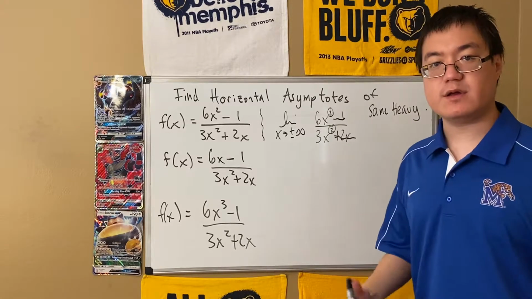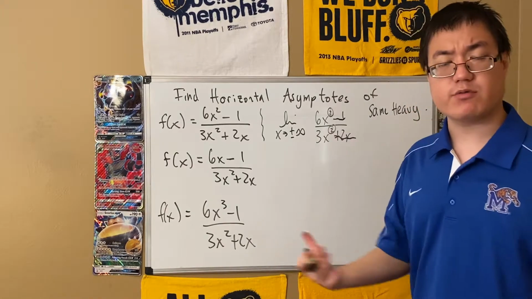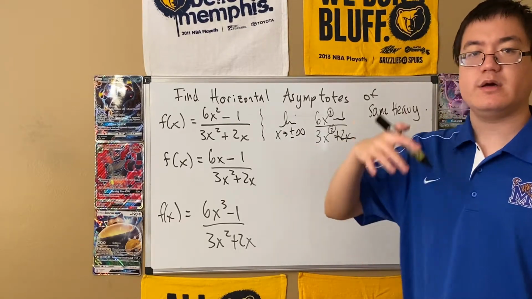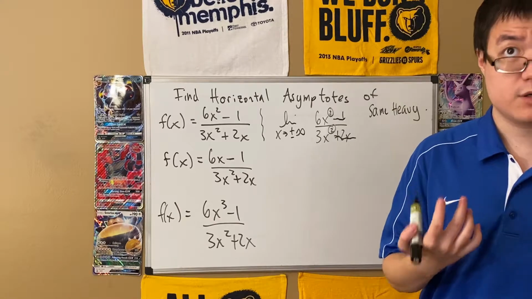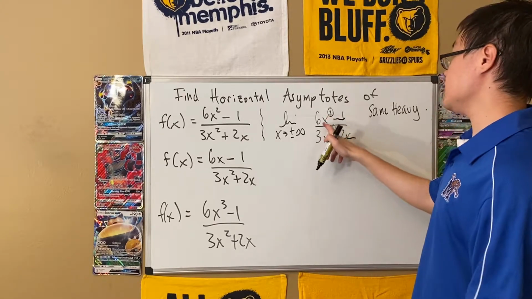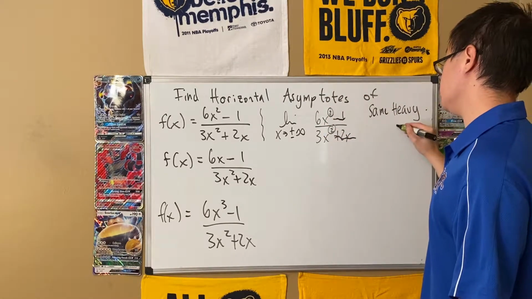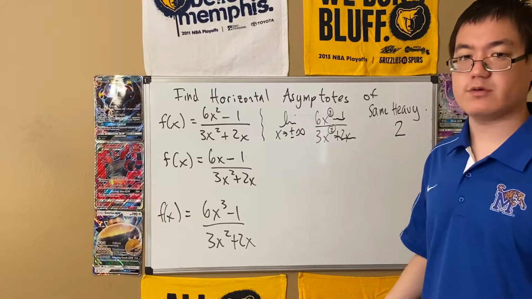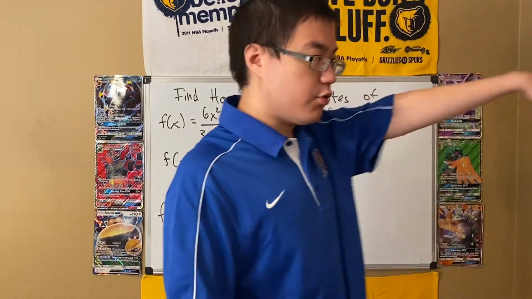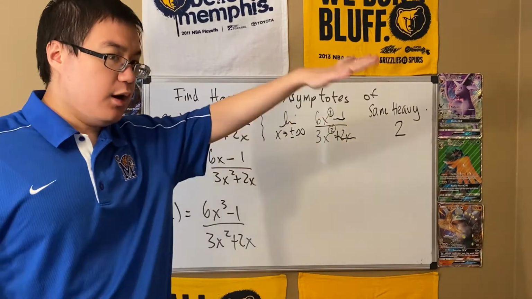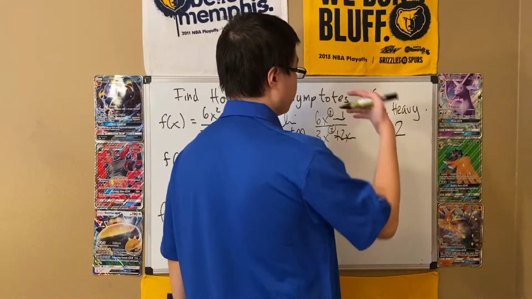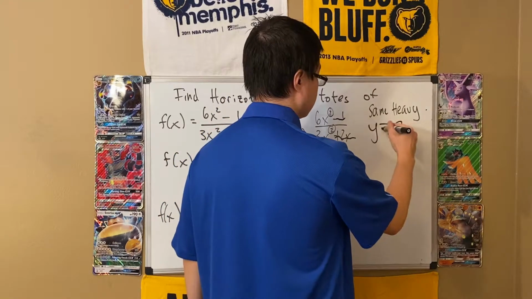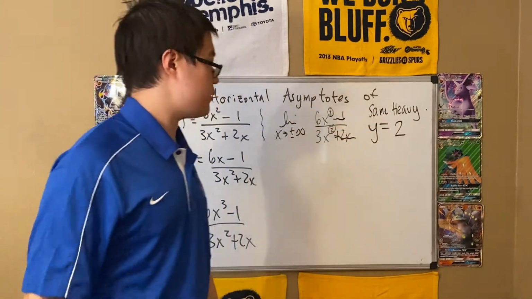And when you have same heavy, what the answer will be, for both of these limits, is the ratio of the coefficients of the leading terms. So in this case, it's going to be 6 over 3. So the answer is just 2, 6 over 3. And again, we're dealing with horizontal lines. That's going to be our horizontal asymptote. So the most correct answer, the answer you would see in a multiple choice, is y is equal to 2, because this is how you express horizontal lines.